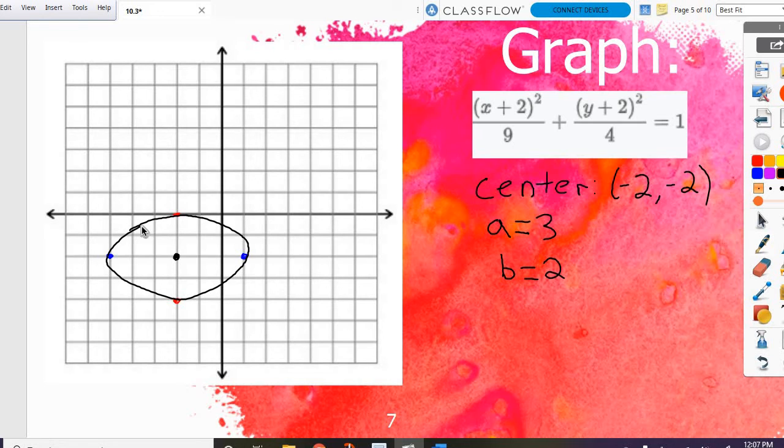Questions on that? Yes? Like how I found those points? I just went 3 to the right, 3 to the left, since these are horizontal, and these you go 2 up and 2 down. Other questions?